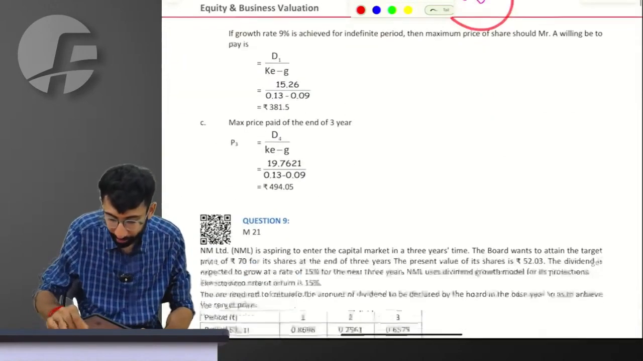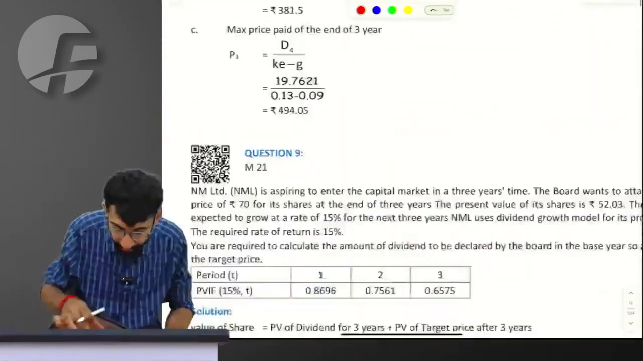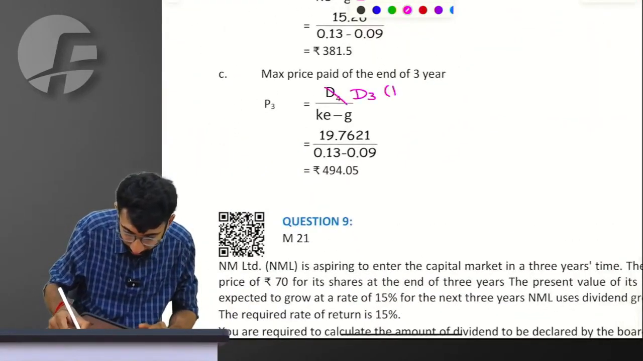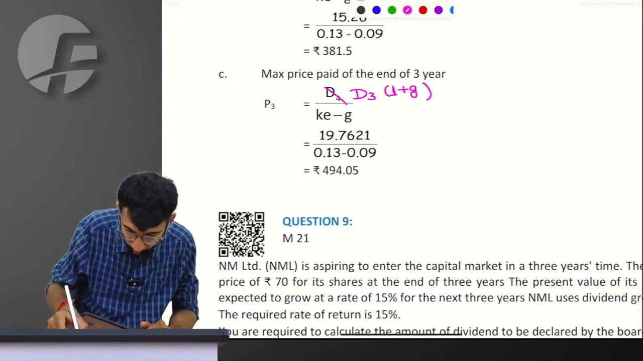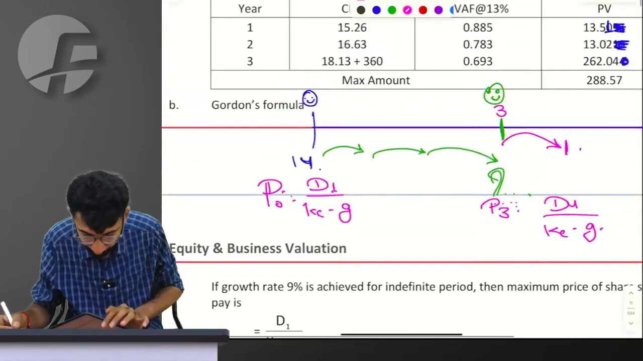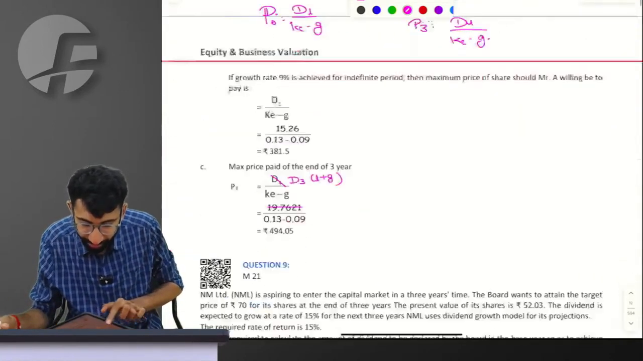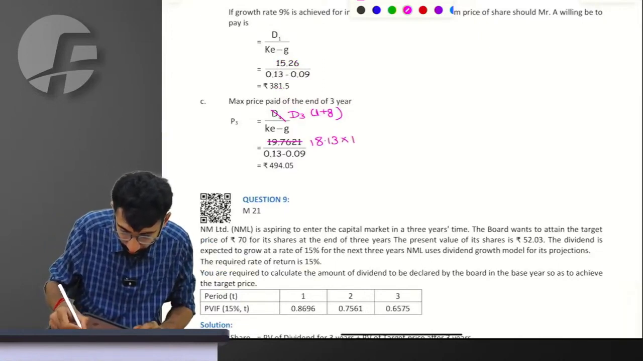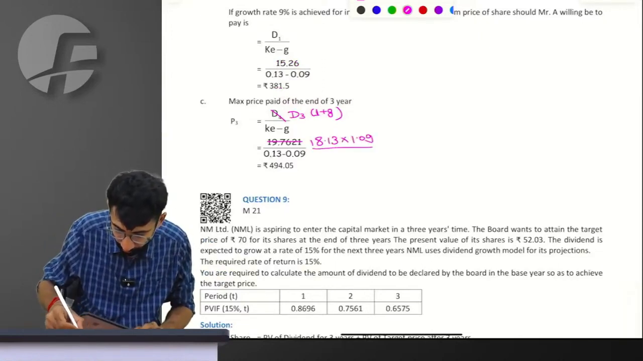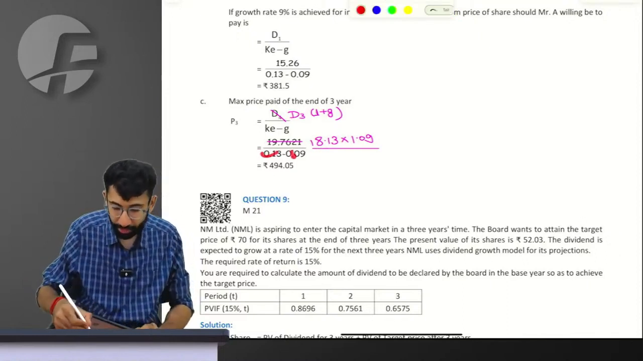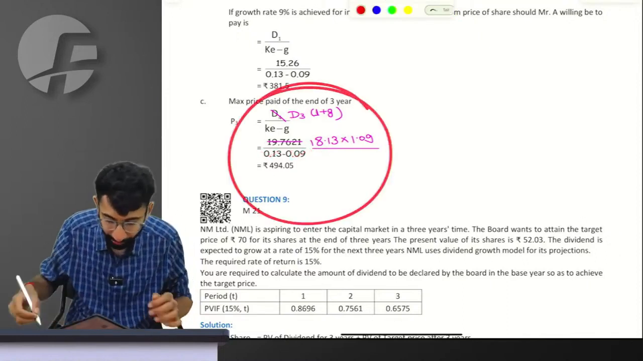People in the class, quick. So do this presentation: rather than D4, write D3 into 1 plus G. What is D3 given to us, available to us? 18.13. 18.13 into 1.09 divided by K minus G, as we know, 13% and 9%. Quick.